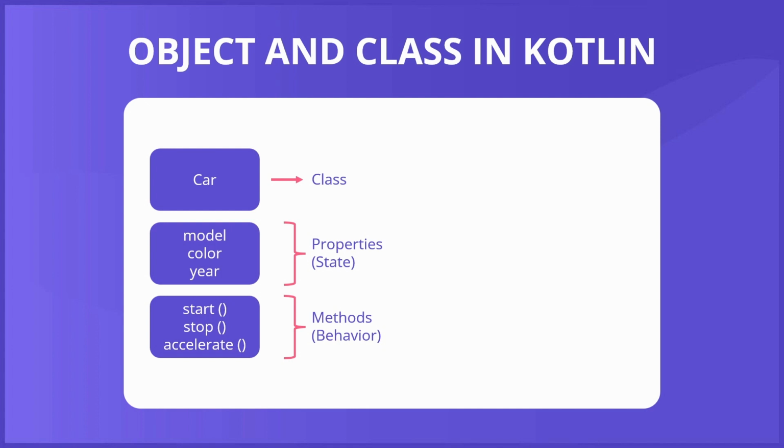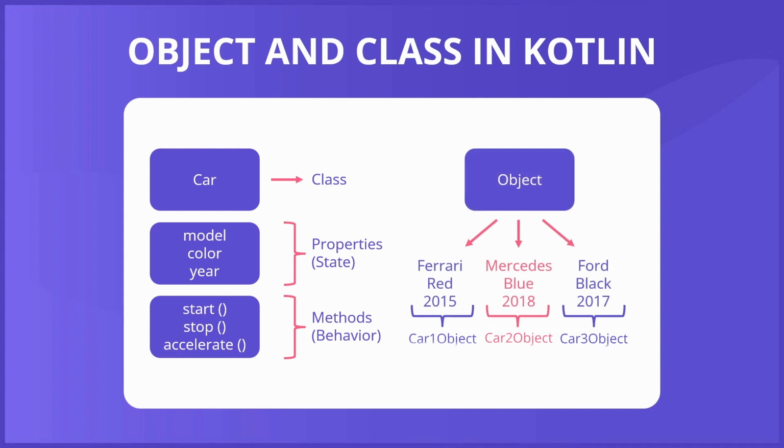All right, so let's do an example with object and class. For instance, we'll define a car class. The properties of a car object would be model, color, and year. An object will also execute some actions, right? This car is capable of performing the following actions: start, stop, accelerate.